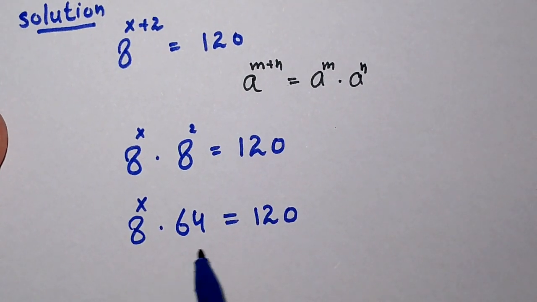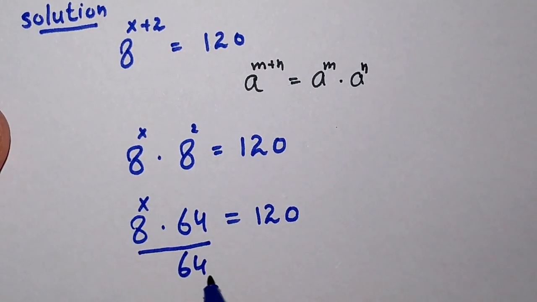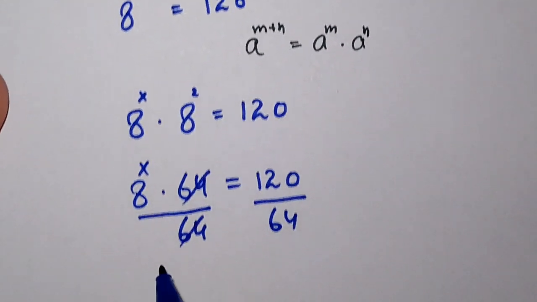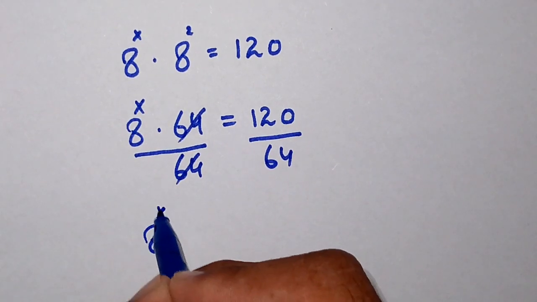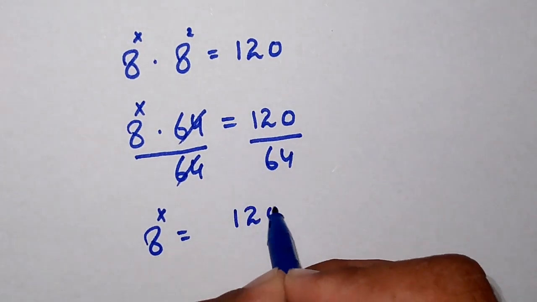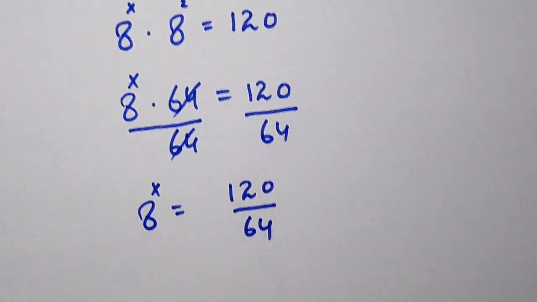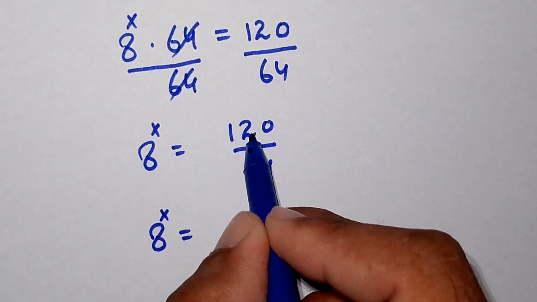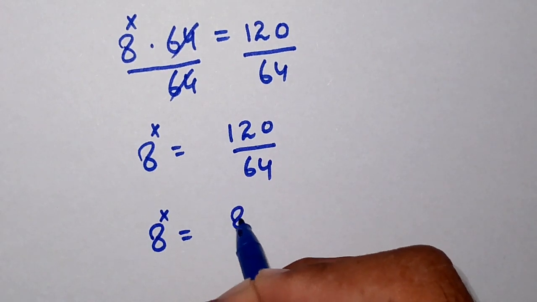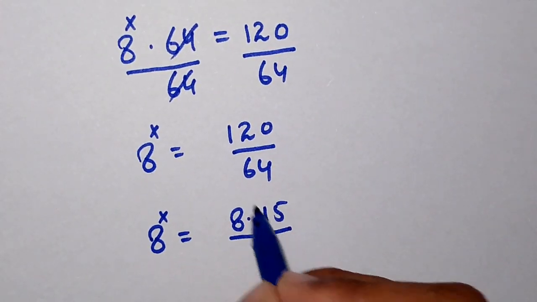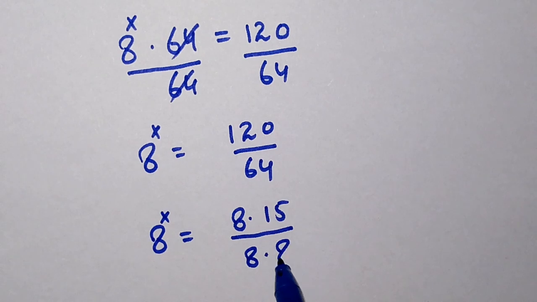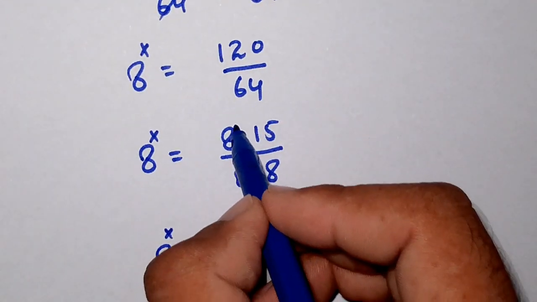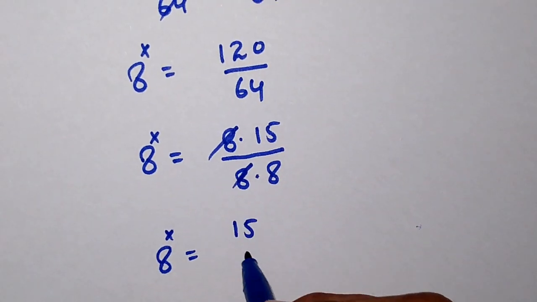Now we have to divide both sides by 64. This side divided by 64 and this side divided by 64. Here this 64 cancels with the 64, so 8 to the power of x is left. 8 to the power of x is equal to 120 over 64. Now again, 120 is equal to 8 times 15 over 64, which can be written as 8 times 8. So 8 to the power of x is equal to, this 8 cancels with this 8, so 15 over 8 is left.